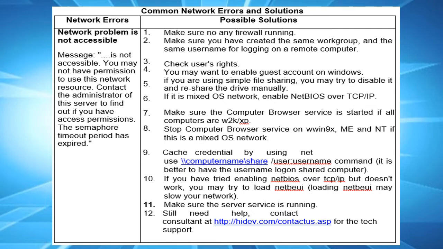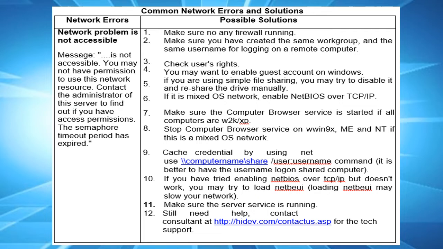So the semaphore timeout period has expired. So the possible solutions for this type of problem, so we have to make sure that no firewall is running on our computer. Then second, make sure you have created the same work group and the same username for logging on a remote computer, because if you don't have the same work group for your computers, possibly this network error, network problem is not accessible, will occur in your computer.